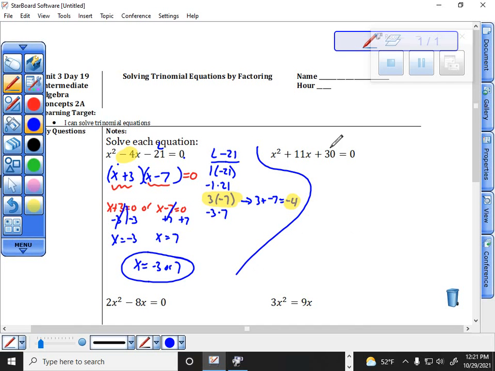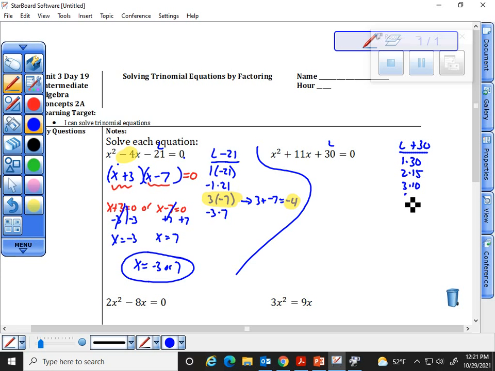All right, this one here, same general idea. We've got a trinomial, a 1 in front of that x squared, which makes life a lot easier. So we're going to look at that last term, which is a plus 30. I'm looking at 1 and 30, 2 and 15, 3 and 10, 5 and 6, all positive because I need a positive 11x. So maybe highlight that, positive 11x. And I believe the 5 and the 6 is what we need. When I add 5 and 6, it does give me the positive 11x that I'll need.